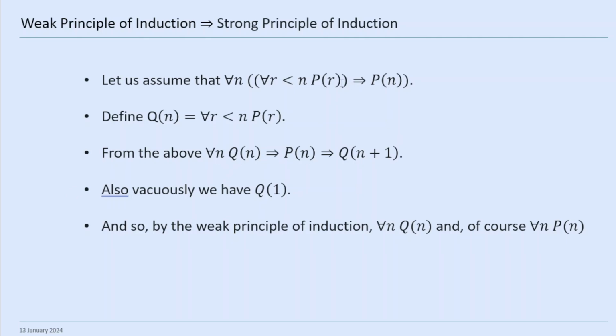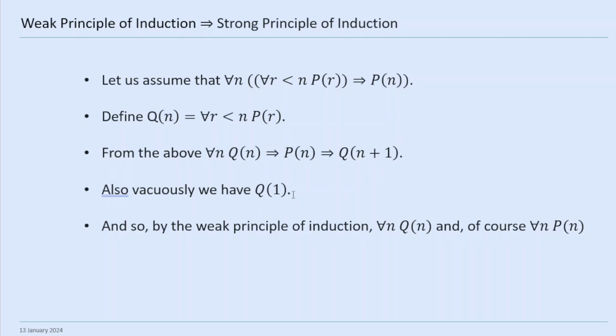That's kind of what this statement at the top is. So Q(n) implies P(n), but then if we infer P(n) from Q(n), that tells us Q(n+1). Because Q(n+1) is the idea that P is true for all r less than n+1, which is given to us from a combination of Q(n) and P(n) together. So for all n, Q(n) implies Q(n+1).